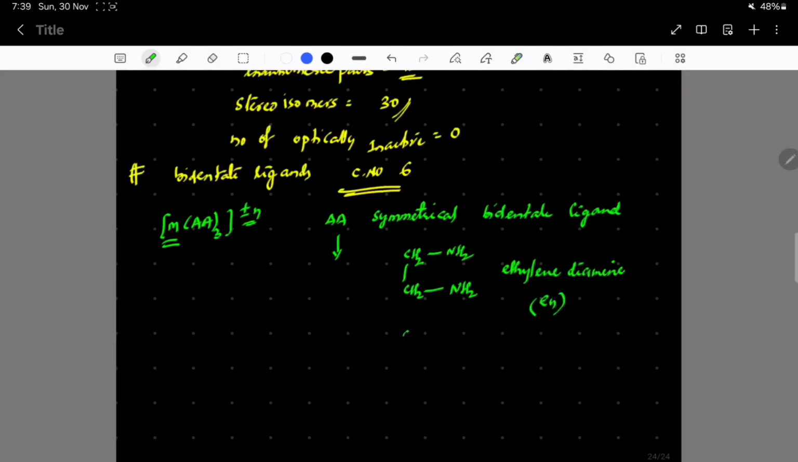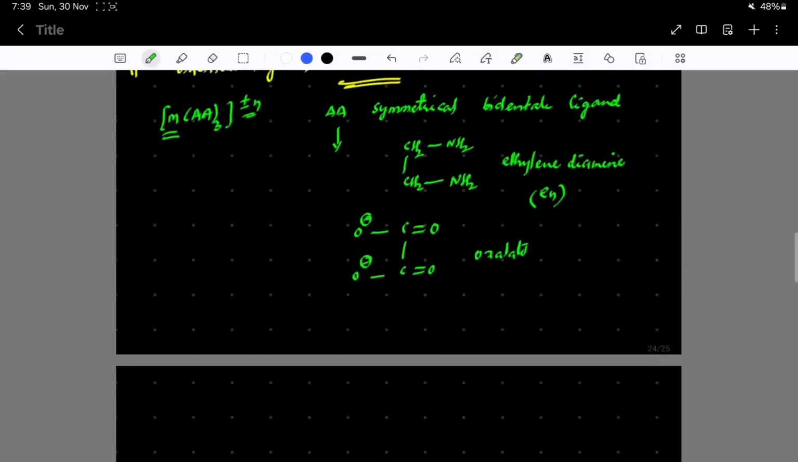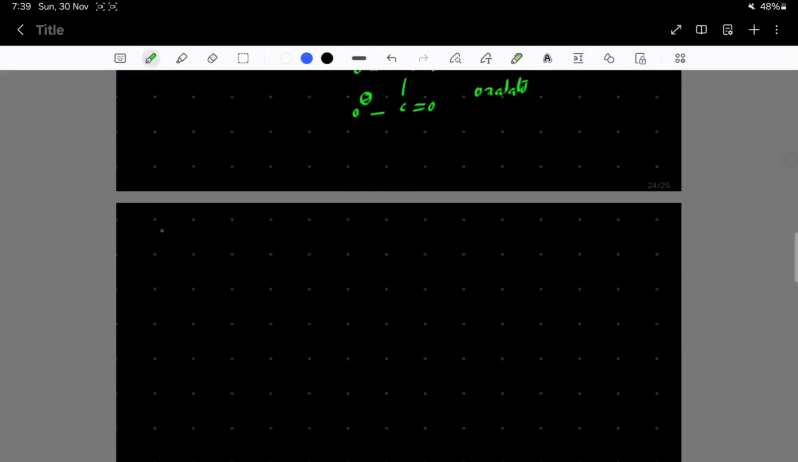I can also write one more symmetrical bidentate ligand: O minus, C double bond O, C double bond O, O minus, right? This is oxalato. So oxalato also is a symmetrical bidentate ligand, right? Now we will discuss the example. For example, the examiner gives Cr(en) whole thrice to the power of plus or minus n. You can take n as plus 2 or plus 3, whatever it is.